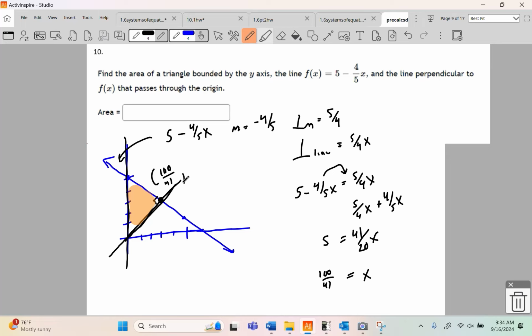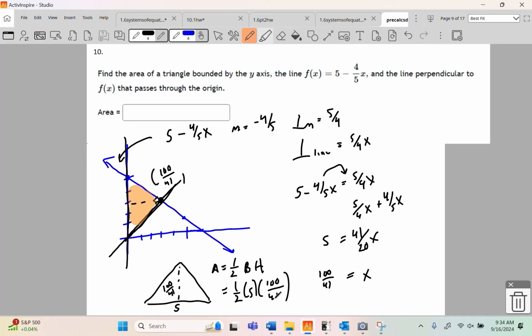That'll do it, actually. That's all I need to know. If I take this triangle and I change its orientation, it has a base of 5, and that x value is the height. Then I can just do area is 1/2 base times height. So half the base of 5 times 1/41st. That's going to be 500 over 82. We can probably change that. Half of 100 is 50. So 250 over 41.